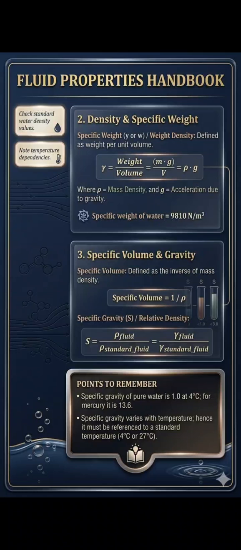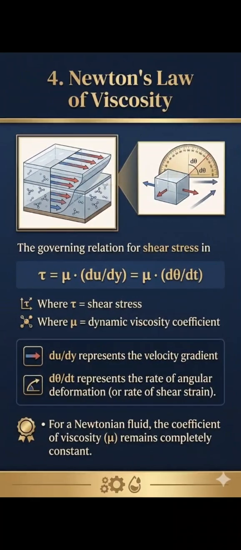Specific gravity varies with temperature, hence it must be referenced to a standard temperature, 4 degrees Celsius or 27 degrees Celsius. Newton's law of viscosity. The governing relation for shear stress: tau equals mu du by dy equals mu d theta by dt, where tau is shear stress, mu is dynamic viscosity coefficient. Du by dy represents the velocity gradient. D theta by dt represents the rate of angular deformation or rate of shear strain. For a Newtonian fluid, the coefficient of viscosity remains completely constant.